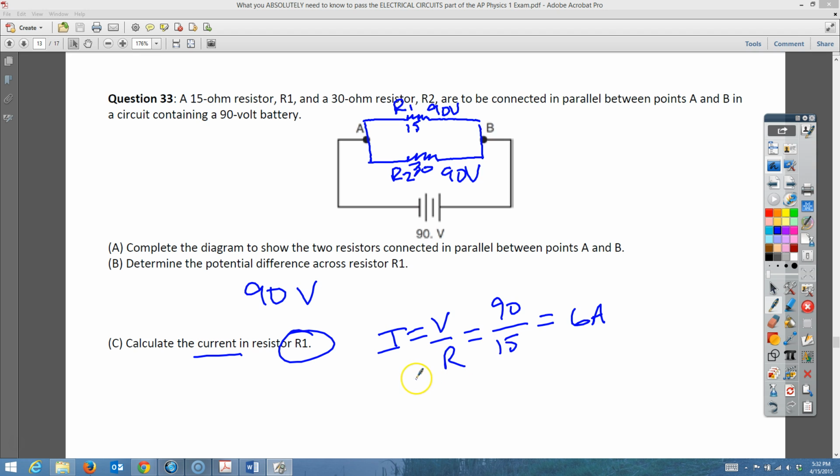We didn't use our VERP table for this. We could have, but this one is just asking for the current in this resistor. So we already knew what the voltage was, we already knew what the resistance was, so we went ahead and just did our math. And we ended up with 6 amps of current in this one resistor.